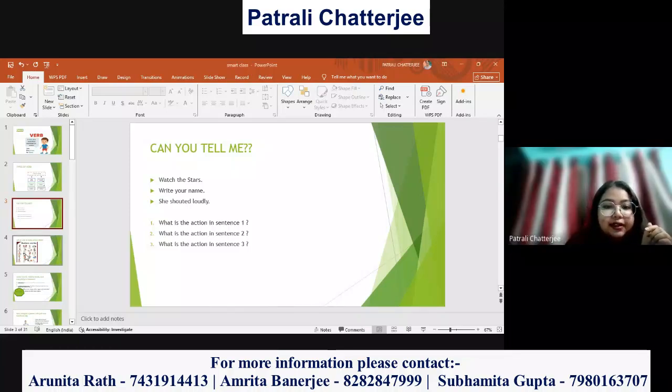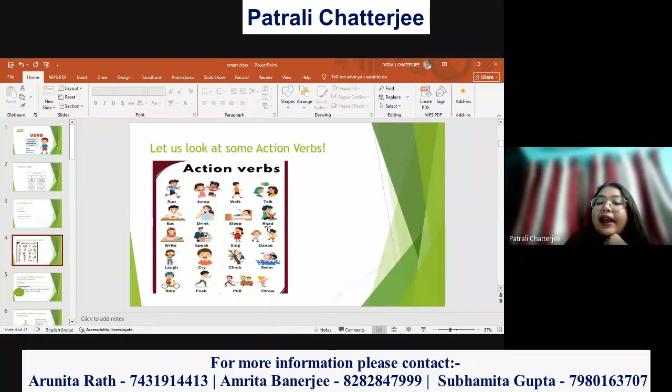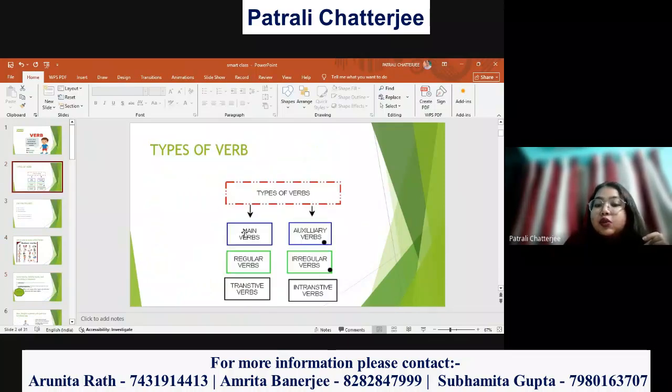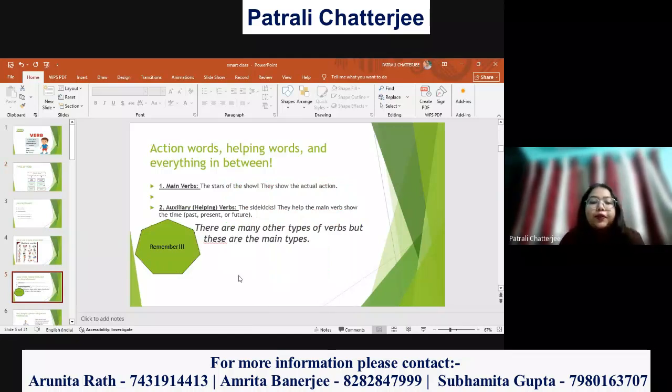Yes, absolutely right. Now, these are some of the action verbs: run, jump, walk. As you can see, all the pictures are there. These are the things that you do on a daily basis, especially crying and laughing and writing and eating and speaking. I am speaking right now. So all of these are action words. Now, we saw that the first 2 types are the main verbs and the auxiliary verbs. Let us know what are these 2 and what is the difference.